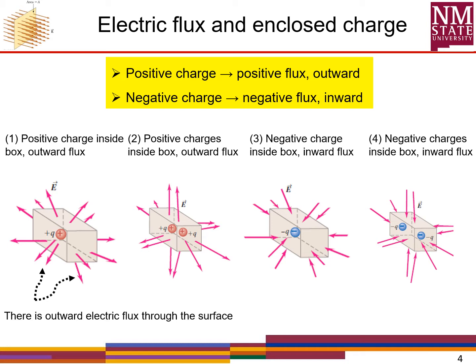And here we have changed the sign of this charge. Now we have a negative charge, negative Q. And you know that if you have a negative point charge, electric field lines are coming in. So therefore here we have an inward flux. Here it's the same thing. Now we double the charge and still we have an inward flux. So that's the meaning of inward and outward flux.